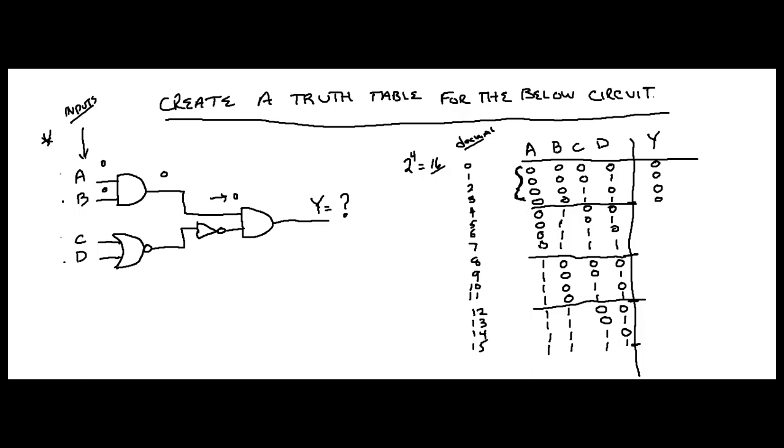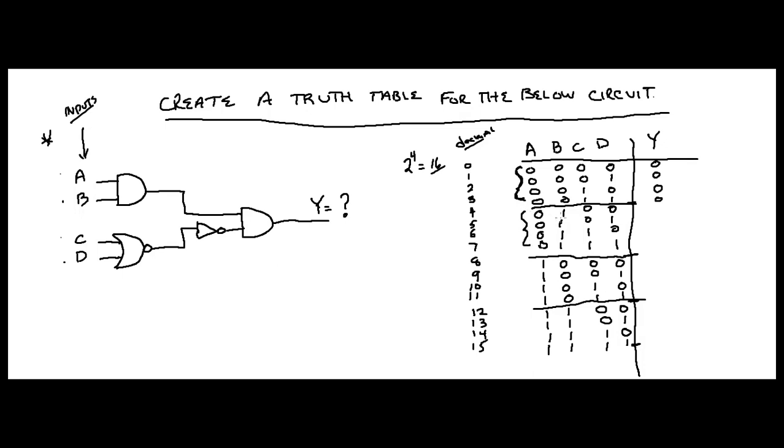Now, let me go back here. Let's just erase these things. So we took care of that part, right? Now we're on the second group here. We have 0 and 1, right? So now we're here at this part.